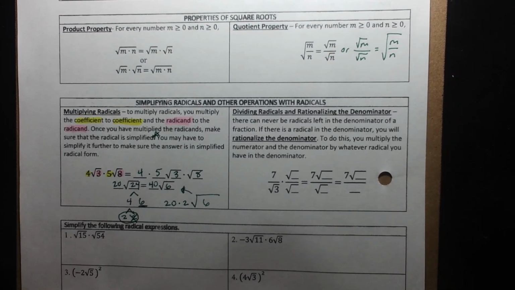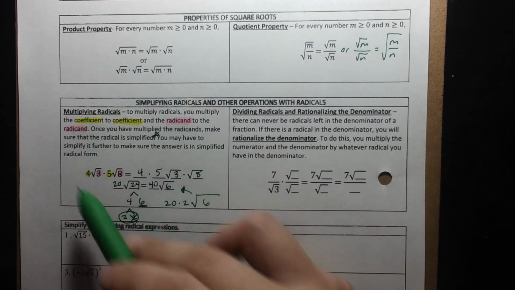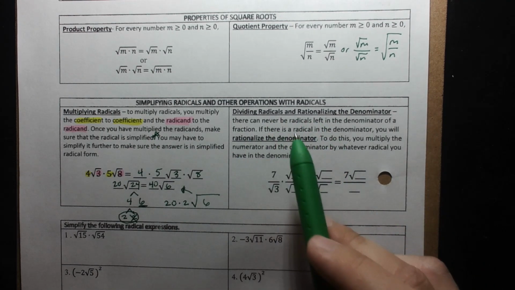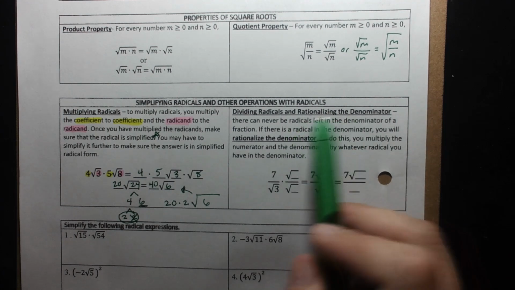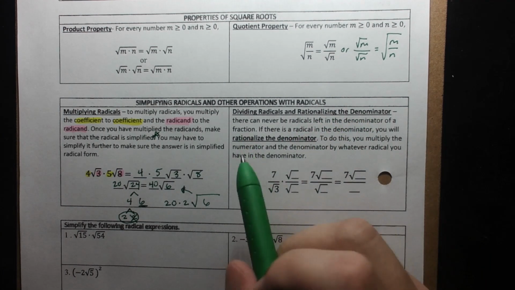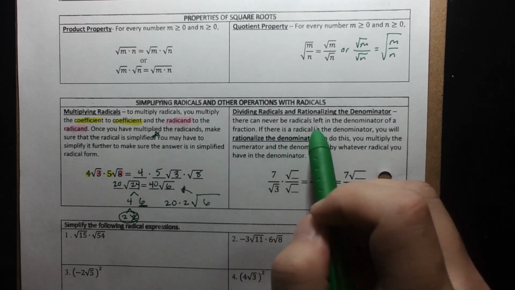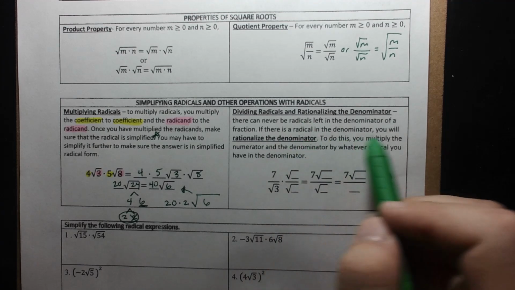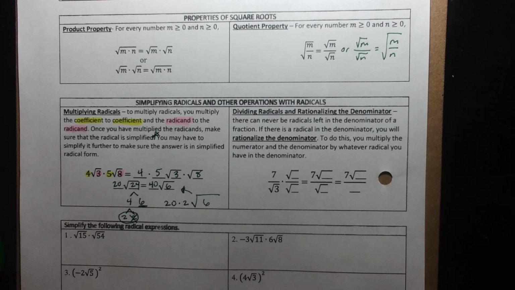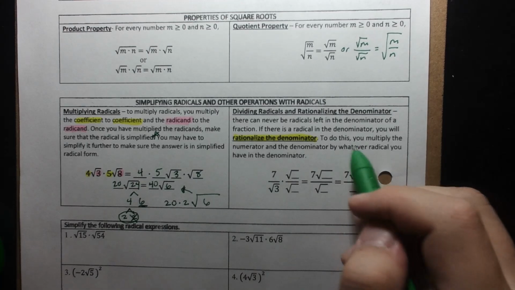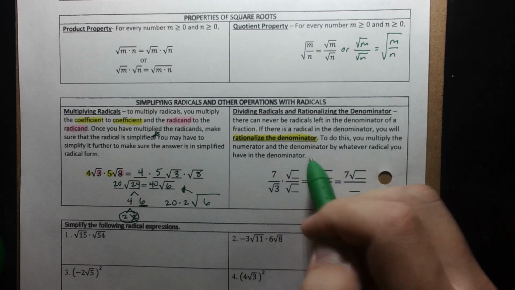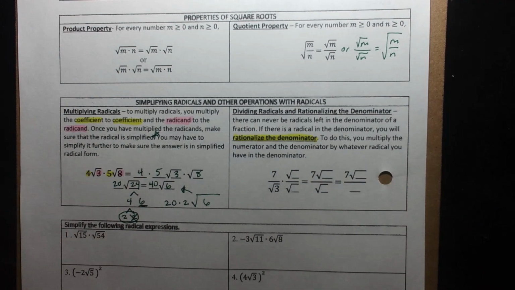Okay? Alright, so now we have an idea on how to multiply radicals. We're going to learn how to divide radicals and also this idea of rationalizing the denominator. So, there can never be radicals left in the denominator of a fraction. If there is a radical in the denominator, you will rationalize the denominator. And to do this, you multiply the numerator and the denominator by whatever radical you have in the denominator.